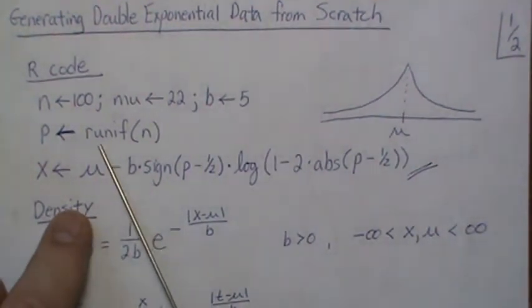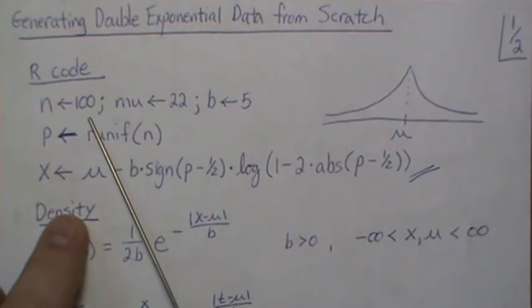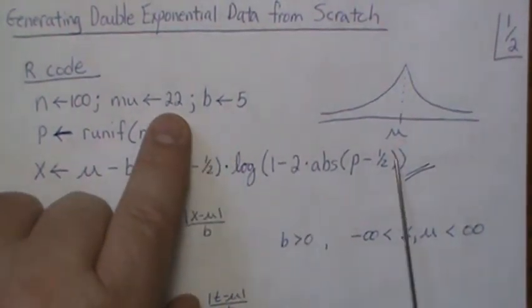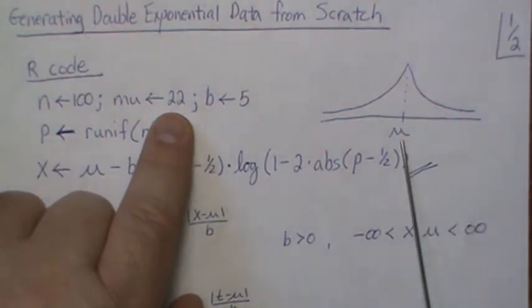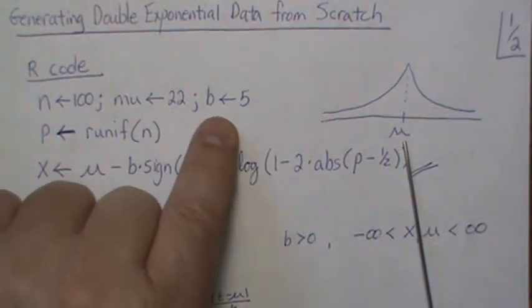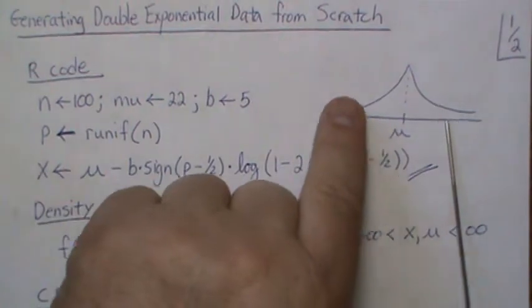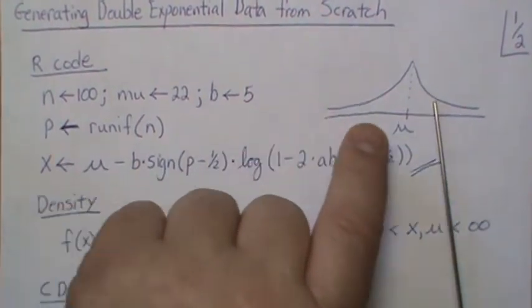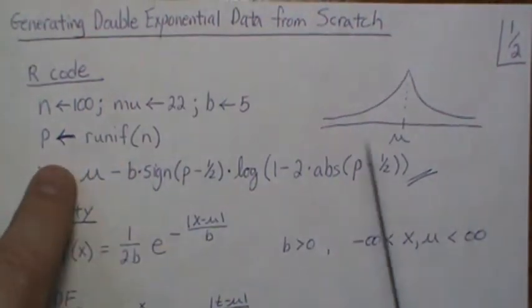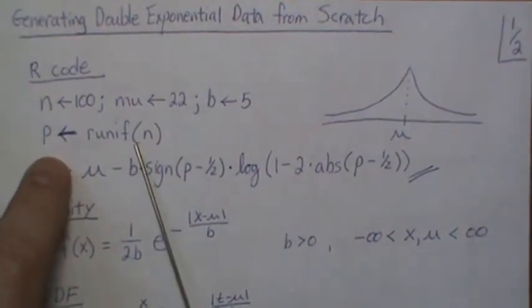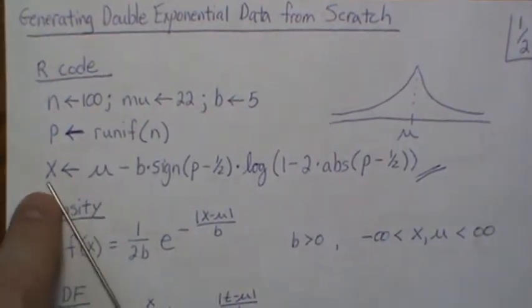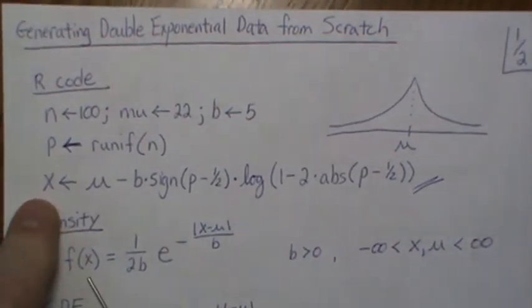No special packages. So if we want to generate a sample of size 100 with mu 25, and remember the mu has to do with where the center of the double exponential is, and the B is how spread out it is. The bigger this number is, the lower the peak and the fatter the tails. We generate random uniform 0-1 data, and then we plug it into this formula, and X is double exponential.